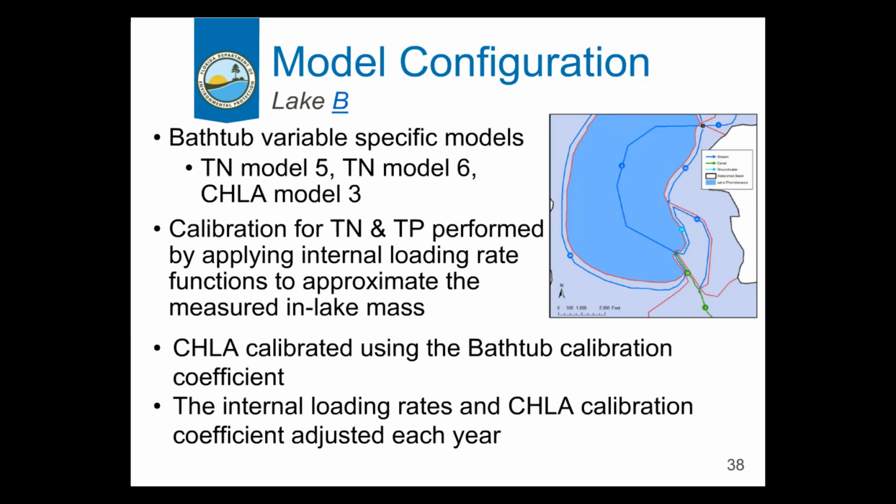As far as model configuration for this water body, we used the BATHTUB variable specific model, where we used TN Model 5, Model 6, and Chlorophyll A Model 3. We were able to calibrate by applying internal loading rate functions to approximate the measured in-lake mass. We were also able to calibrate using the BATHTUB calibration coefficient. And for this one, for the internal loading rates for chlorophyll, we adjusted them each year. This lake is very unique in that it has extremely high chlorophylls, and we had a lot of site-specific data that allowed us to do that yearly adjustment.